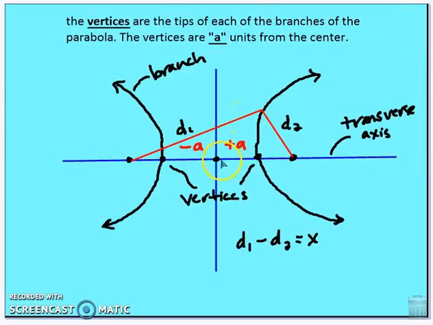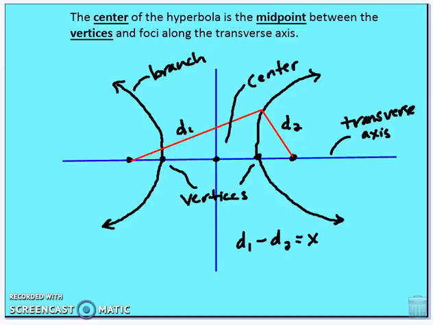The vertices lie A units from the center along the transverse axis. So the vertices are minus A and plus A units along the transverse axis from the center. That's similar to an ellipse, but with an ellipse, of course, you're working with a major axis. There is the center. The center of the hyperbola is the midpoint between the vertices and also the foci. So if you know the coordinates of the foci or the vertices, you should be able to figure out the coordinates for the center.